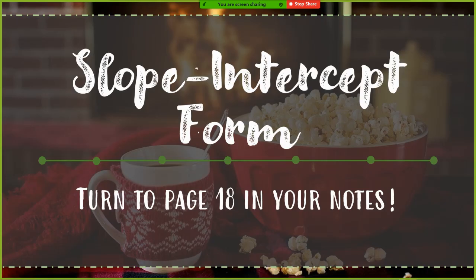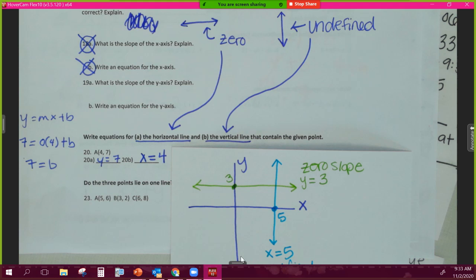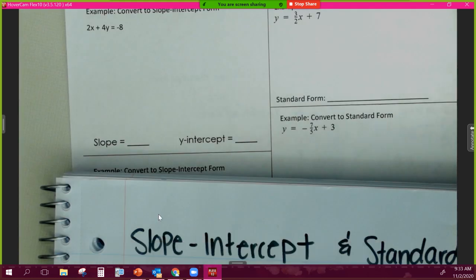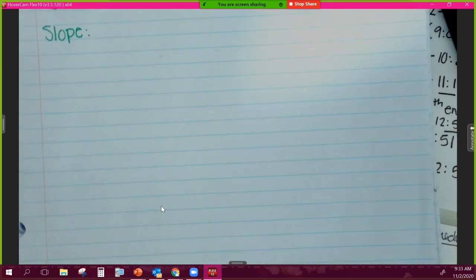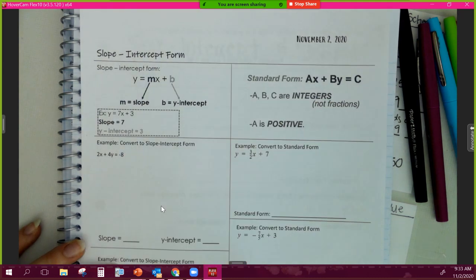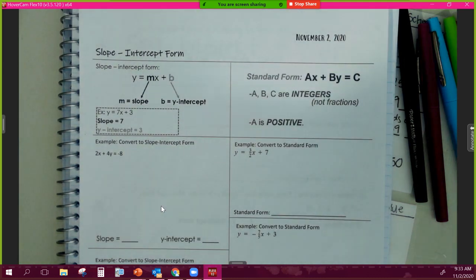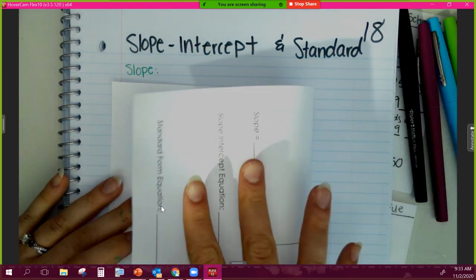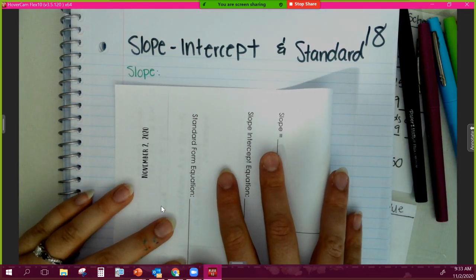Okay. All right, get out your notes, turn to page 18, and we're going to talk about slope, intercept form, and standard form. Okay. All right, so for your notes today, it's mainly going to be on this paper that you picked up when you came in. And then once we're done, you'll fold this up and just tape it into here like this.